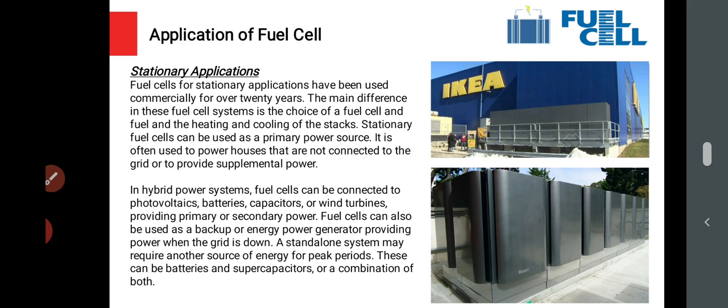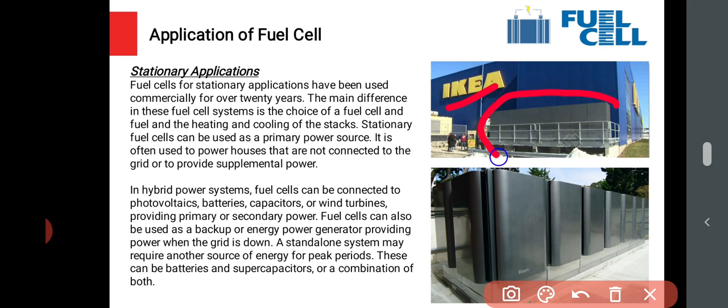This picture shows the famous furniture brand IKEA. They are using these stationary fuel cells for their backup power system, right. So that when the main power fails, they can run the system using these fuel cells, and they can continue their production.